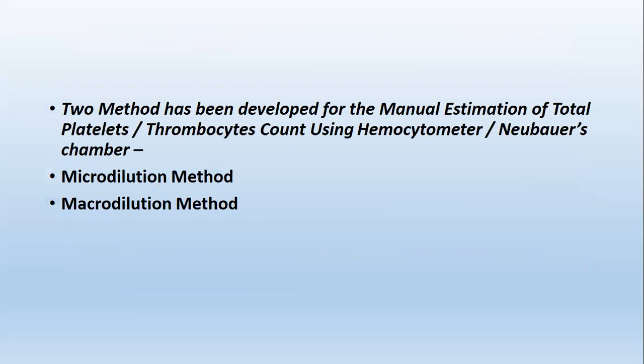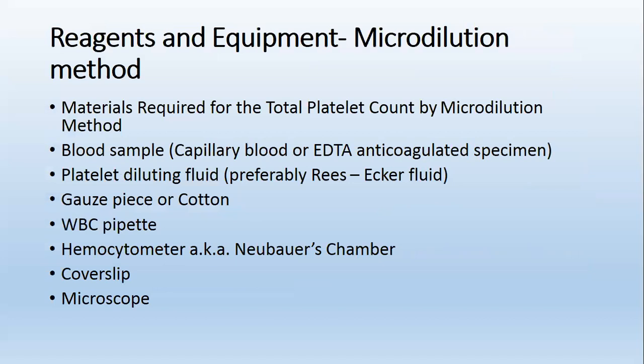Two methods have been developed for the manual estimation of total platelet count using Neubauer's chamber. First is the microdilution method and second is the macrodilution method. Reagents and equipment required for the microdilution method. First is the material required for the total platelet count by the microdilution method: blood sample, platelet diluting fluid, gauze piece or cotton, WBC pipette, hemocytometer and Neubauer chamber, cover slip, and microscope.